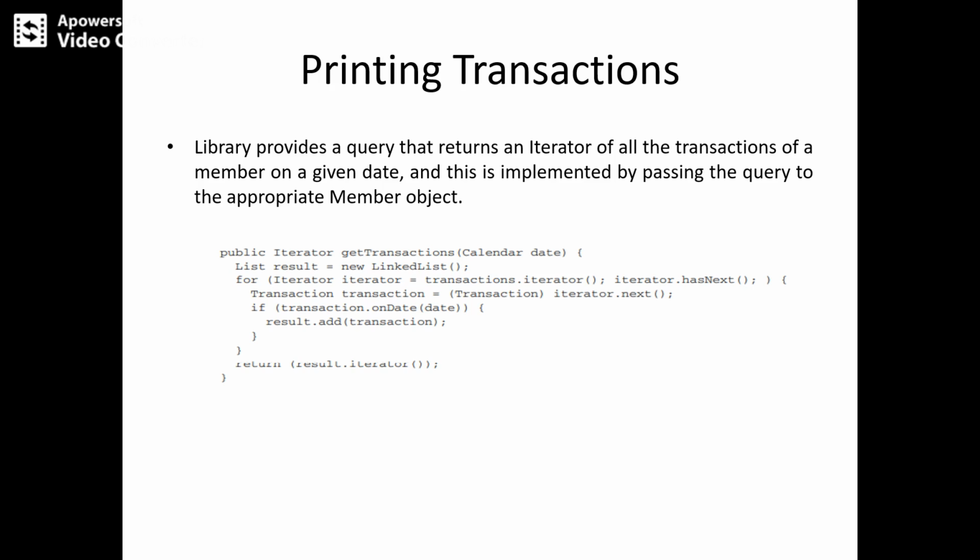Now we will see one public iterator. Whenever we need to take a complete transaction, an iterator will be used here. The method is getTransactions of calendar date, so the list result equals a new linked list. All the data, or transaction details, will be stored in the linked list. Now here a loop will be taken, a for loop.